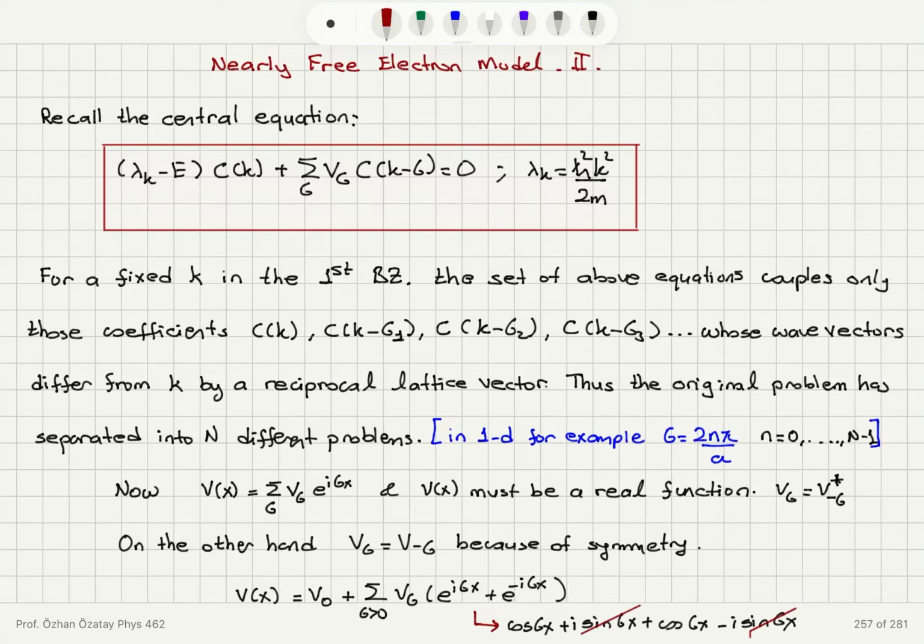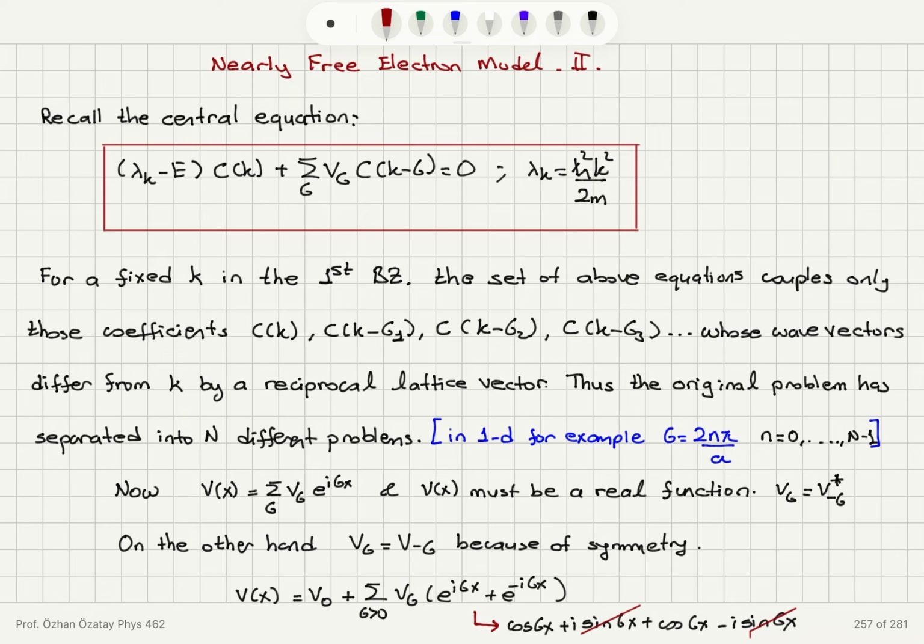We will continue our discussion of the nearly free electron model by recalling the central equation, which is the equation that connects the coefficients of the plane wave expansion. So those are basically the Fourier coefficients.